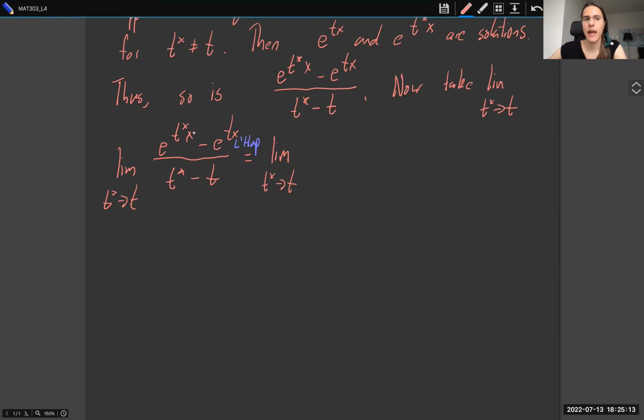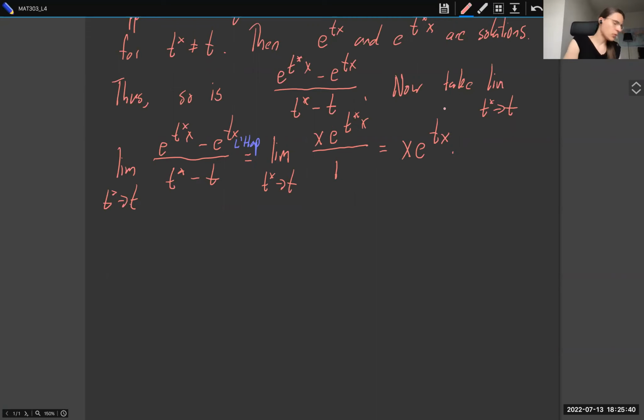X is just a number. And if we take the derivative with respect to t star, well, e to the tx is just a number, and e to the t star x gives us x e to the t star x. And then if we take the derivative of t star, we get 1. And here we can plug in t star equals t. So we get x e to the tx, right?